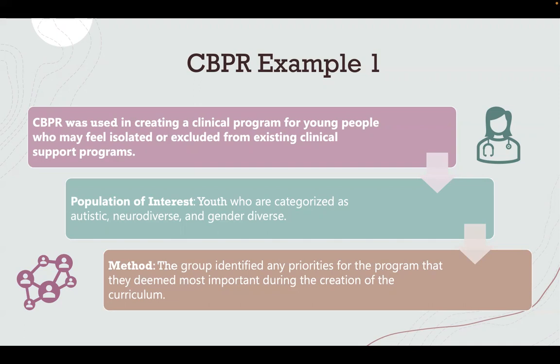The population of interest are youth who are categorized as autistic, neurodiverse, and gender diverse. Previous studies have shown an overlap between these categories. The research on this specific group, however, is not substantial. Throughout the use of CBPR in this study, the group identified any priorities for this clinical program that they thought were the most important. This group identified these priorities during the creation of the curriculum, which meant that their voices were directly included in the creation of the support program materials.